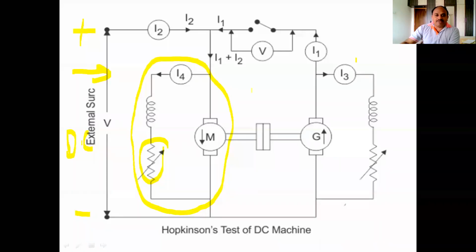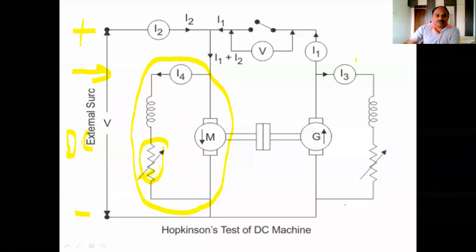First, the motor is started with the help of a starter. Without a starter, the motor will be damaged. To avoid that, we use DC motor starters. In this circuit, the starter is not included, but the motor is started with the help of a starter.